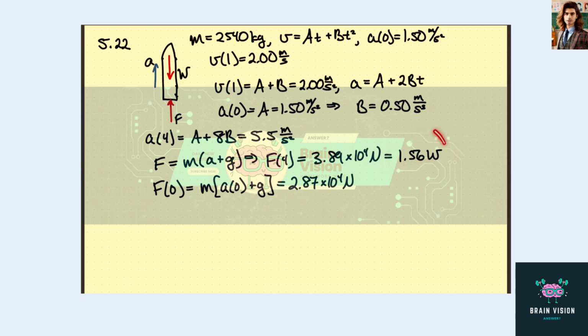So obviously, because it's greater than the weight of the rocket, it's going to be accelerating upwards, and that's in fact what we know it is doing, because we have a positive acceleration here. Then they ask us for the force at ignition. So we know that the acceleration is just the coefficient capital A here, which is 1.5 meters per second squared. So we can plug in capital A here, add g to it, multiply it by the mass, and we get 2.87 times 10 to the 4th newtons.